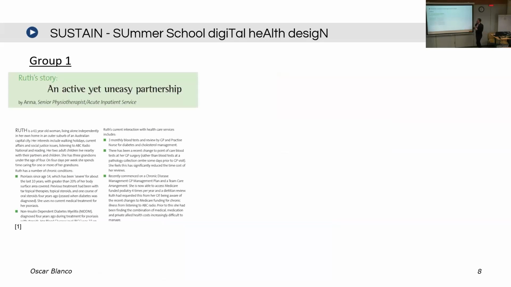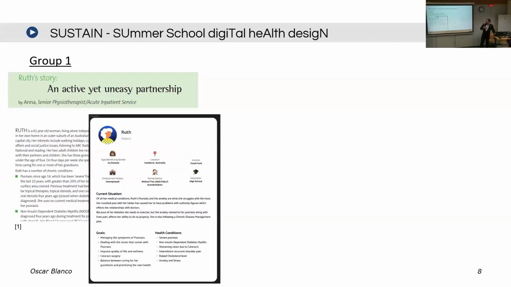For group number 1, they had what was called Ruth's story, an active yet uneasy partnership. This describes Ruth, which is a 61-year-old Australian woman. And without going into a lot of detail, she has a pretty detailed healthcare routine. She's got a couple of chronic diseases, and managing it is a little bit tough for her.